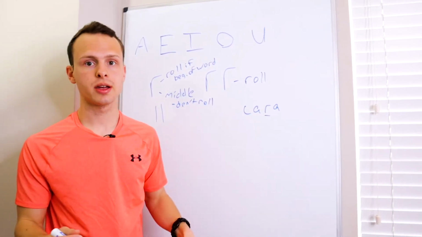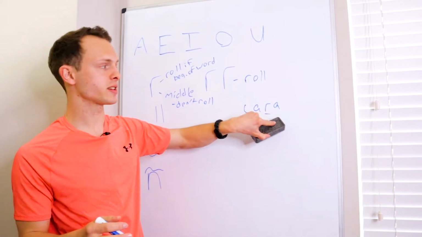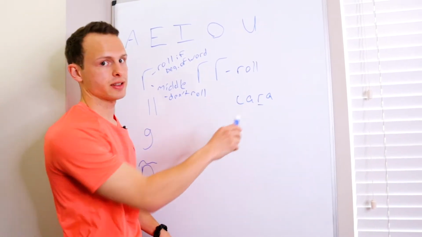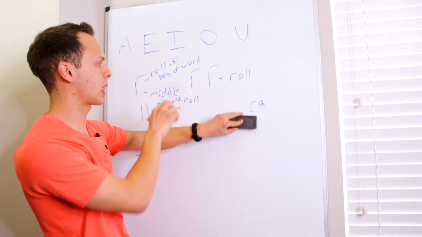So if you want to sound more like a native speaker, you don't want to sound like an American saying the R sound. You don't want to say it that way. A lot of people do that. Cara is how you say it. You're going to instantly sound more like a native speaker by pronouncing these right.